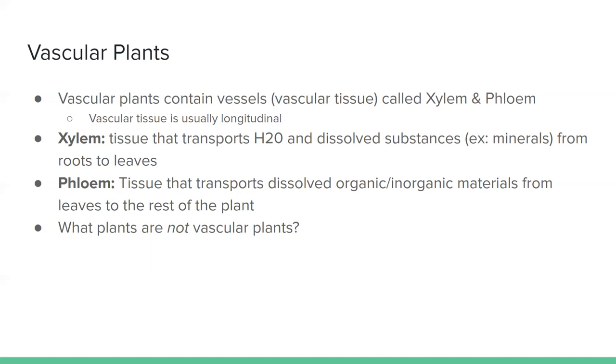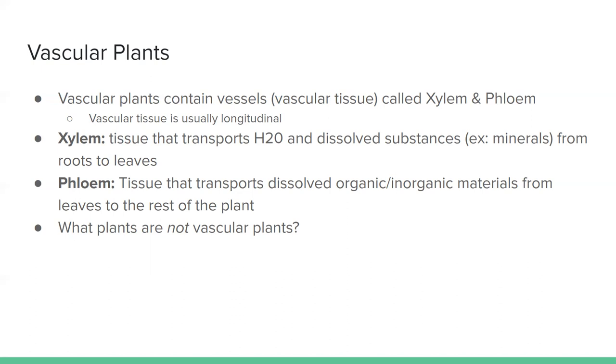The opposite type of vascular tissue is called phloem. So phloem is going from the leaves out to the rest of the plant. Most of what this carries is sugars from photosynthesis. During photosynthesis in the leaves, we're taking light, getting energy out of that light, and storing it. So the phloem will be transporting dissolved organic material from the leaves to the rest of the plant.